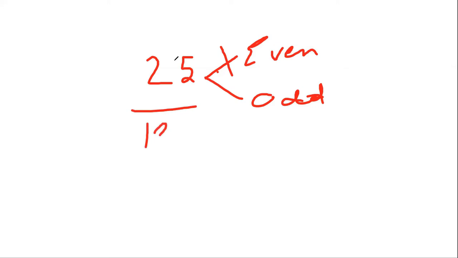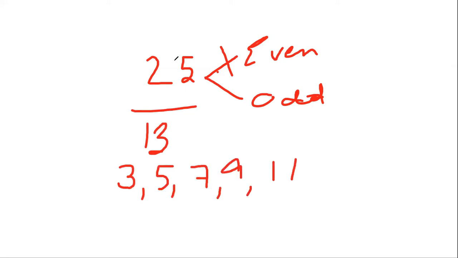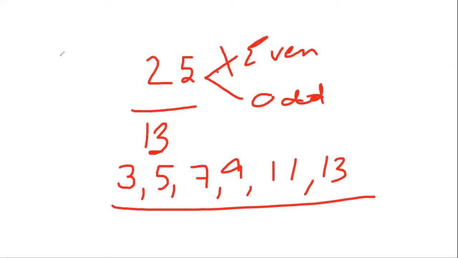Do I really need to check with every odd number less than 13, like 3, 5, 7, 9, 11, and 13? Do I really have to check with all these odd numbers to know whether 25 is prime or not? Of course, here I'm lucky that 25 ended up being a multiple of 5. But even if it wasn't, do I have to check all the odd numbers?